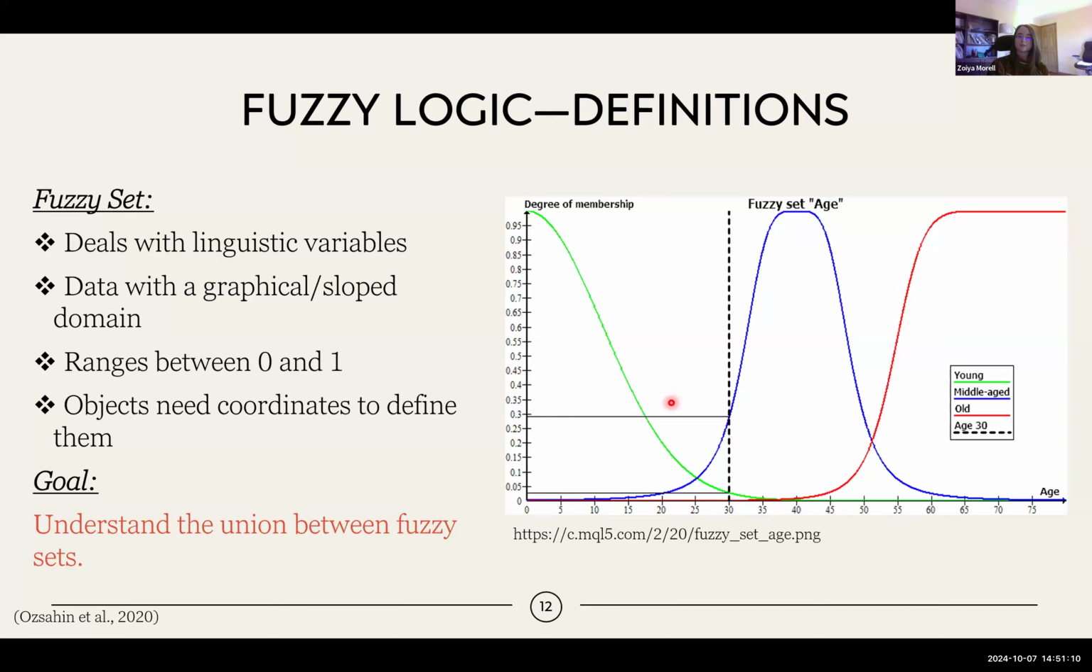So an example is this fuzzy set of age. The example they provided was 30 years old. In this case, there are the fuzzy sets young, middle-aged, and old, and age 30 here falls into the extreme end of young and near the early end of middle-aged. And you can see it's not at all old, unless you're really little and you're calling people over 30 old. So our goal here is to understand the union between fuzzy sets, because once we do that, we can decide where things fall. They can fall in multiple fuzzy sets.